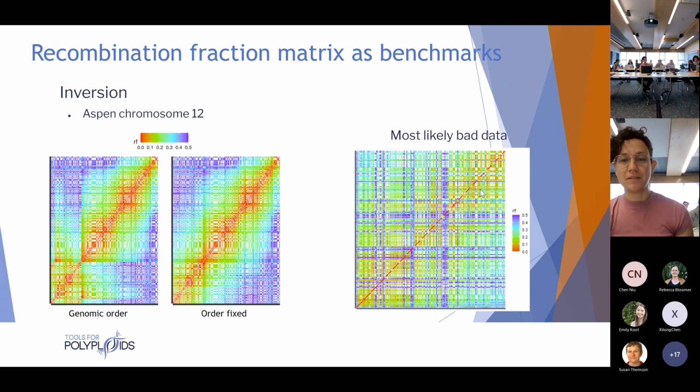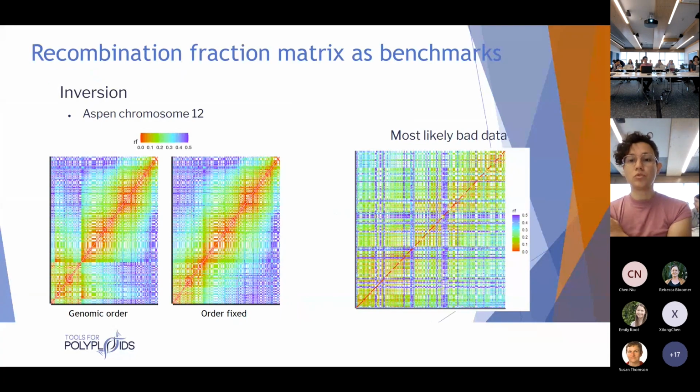But sometimes you see something like this on the right. This I can explain: it's not an inversion, it's not a translocation, it's just bad data. And we use this specific graphic, which shows us a lot, to identify genotyping errors.